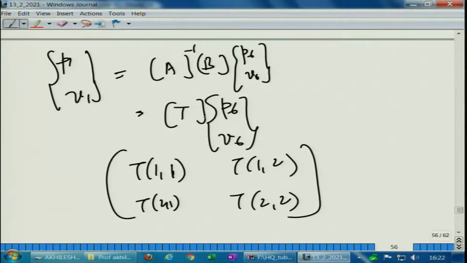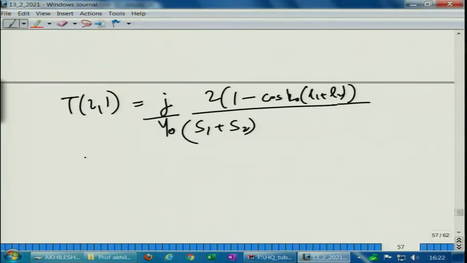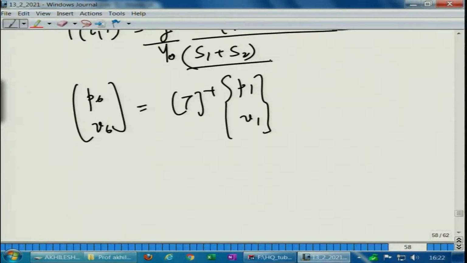Now, if you were to do the opposite, that is, relate downstream to upstream, clearly S1 and S2 will occur in the numerator, that is P6 V6. If you write in terms of T inverse, you will get P1 V1. Okay. Now, because this S1 plus S2 term is in the denominator for the T matrix, when you invert this to T inverse, it will be in the numerator. So, what does it mean?